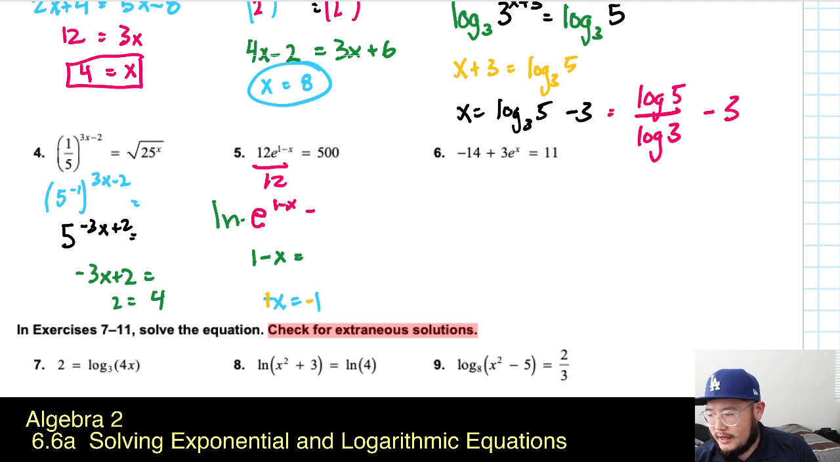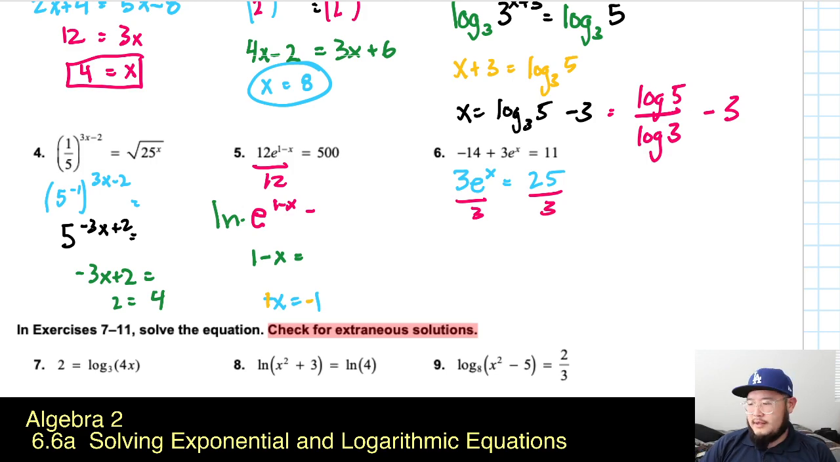So I have now 3 e to the x power is equal to 11 plus 14, which then gets us 25. Okay, so let me go ahead and change that to 25. Next up, let's get rid of that 3, and I can simply do that by dividing both sides by 3 right here. And I now have e to the x power is equal to 25 over 3.